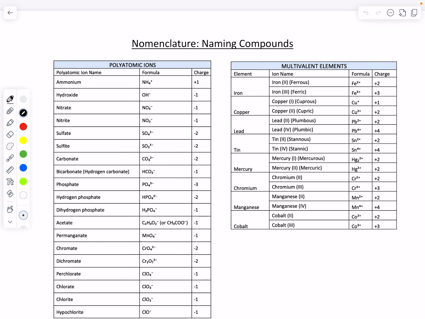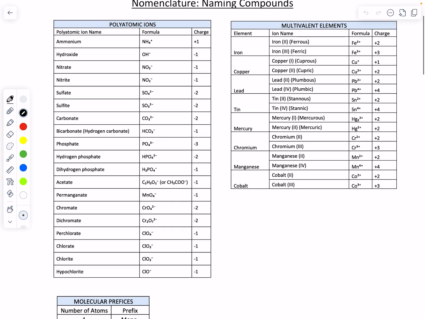In this section, we're going to be looking at nomenclature, naming compounds. We will be learning how to name compounds based on the names of the polyatomic ions and multivalent elements and regular elements that are involved in chemical reactions that form compounds.